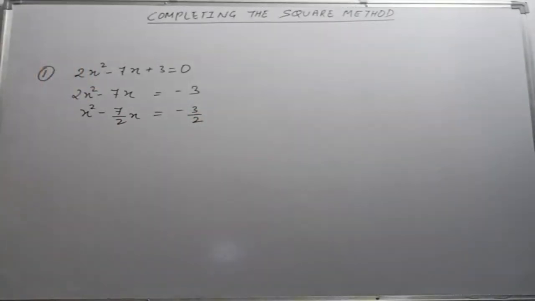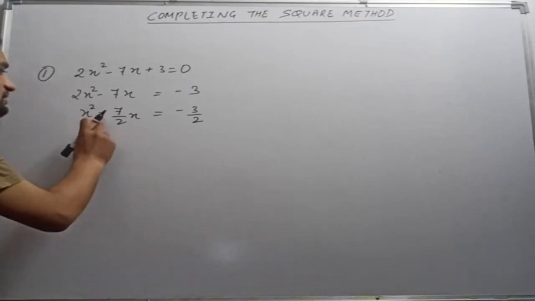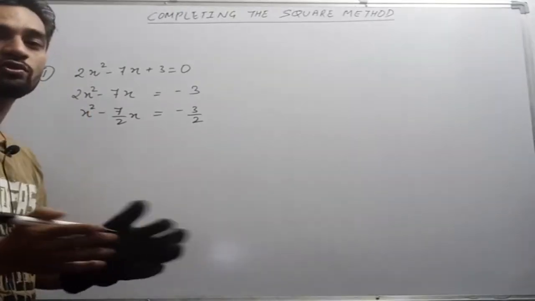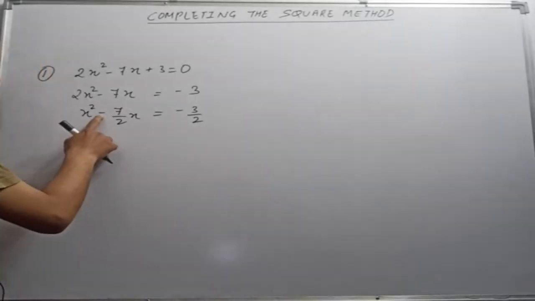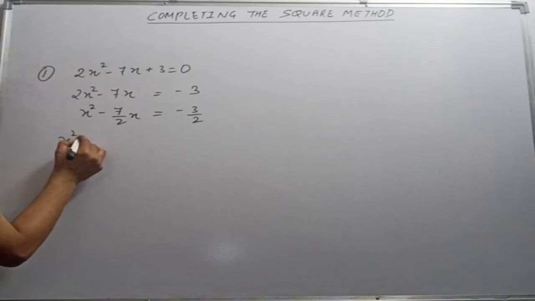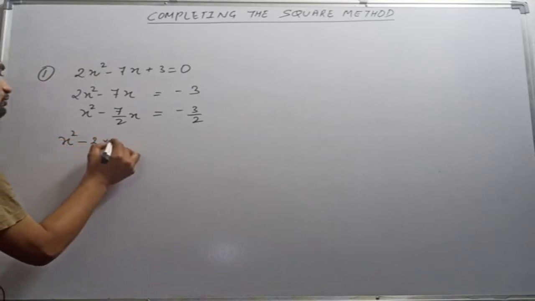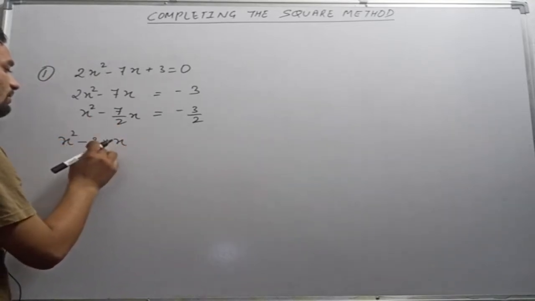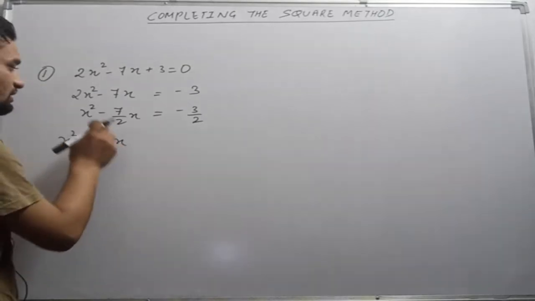Now, since there is a minus here, we have to make a minus b whole square. So this is a square minus 2 into a into b, where a is x. Minus 2 into a, which is x.